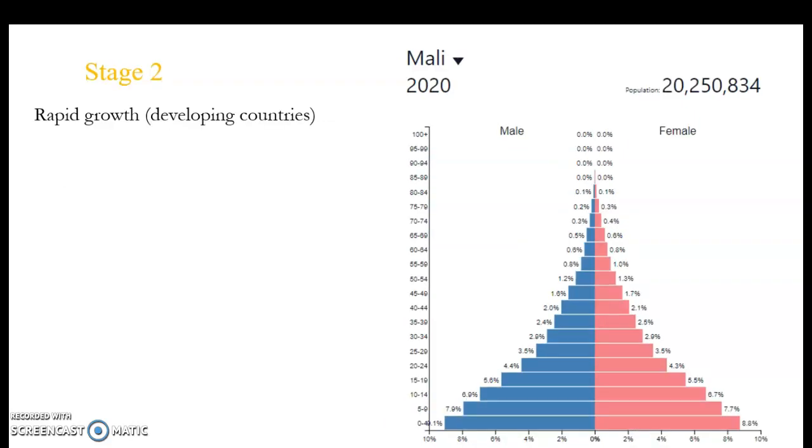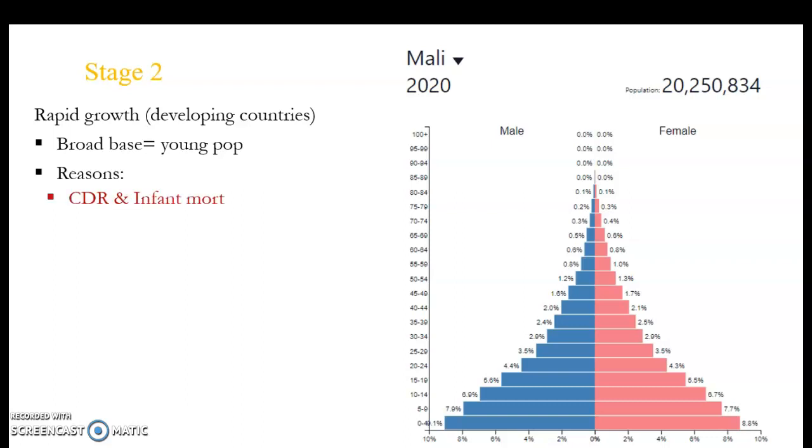The first pyramid we're going to examine is that of Mali. And Mali, you'll recall, was one of our examples for stage 2 of the demographic transition model. Mali is experiencing rapid growth. Mali has a very broad base. If you look at the age cohorts, you see that a large percentage of this population consists of people under the age of 19, kids. So this broad base and young population means that this population is going to grow for the foreseeable future.